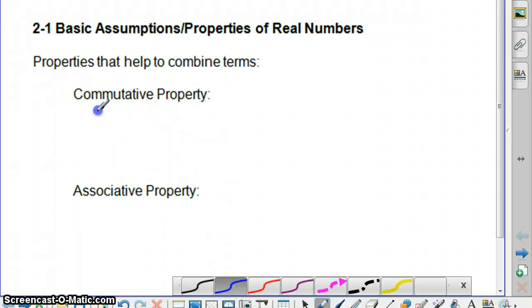And basically this property says that the order you add numbers in doesn't matter. So if we have 2 real numbers, a plus b, it's the same as b plus a. So for example, 3 plus 6 we know is the same as 6 plus 3. So that's the commutative property of addition.